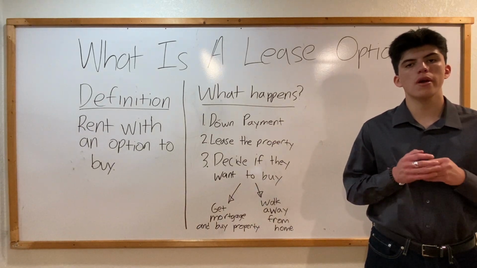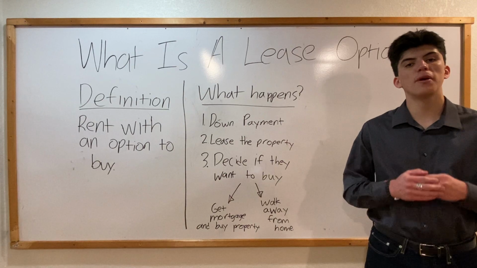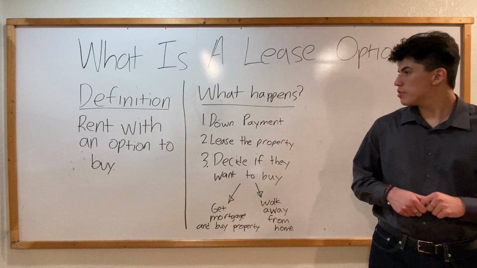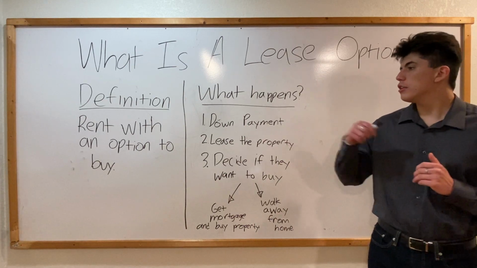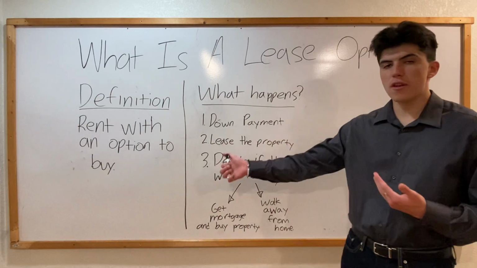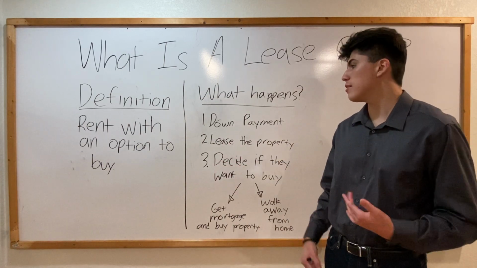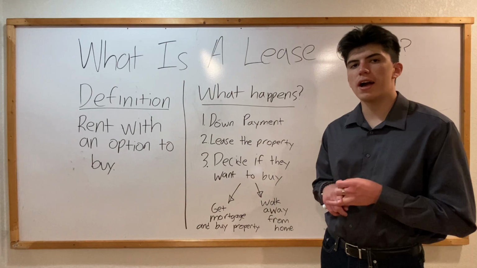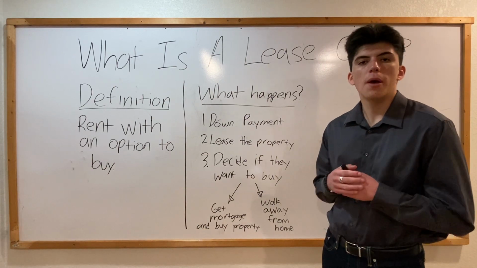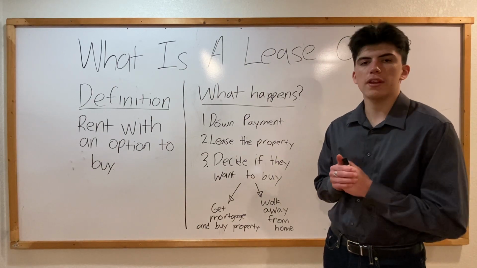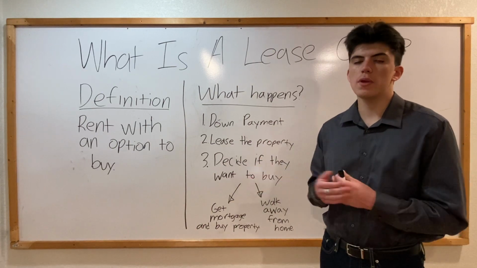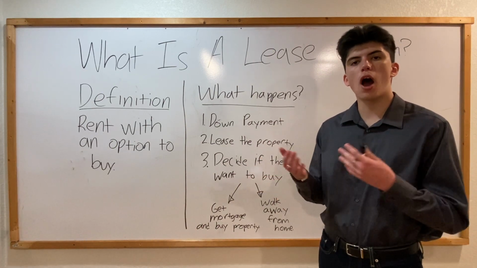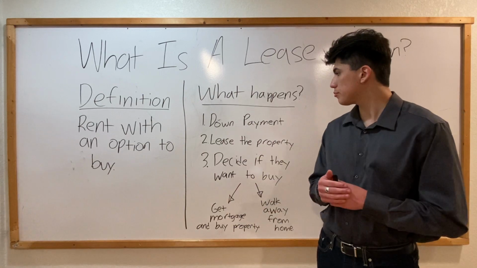My name is Antonio Arroyo, and today I'm going to be talking about what is a lease option. So we'll start off with the definition. A lease option is basically rent with an option to buy, also known as rent to own, rent to buy, a bunch of other names, but essentially what's going to happen is a buyer will rent the home, and within that time frame they have the option to purchase it as well.